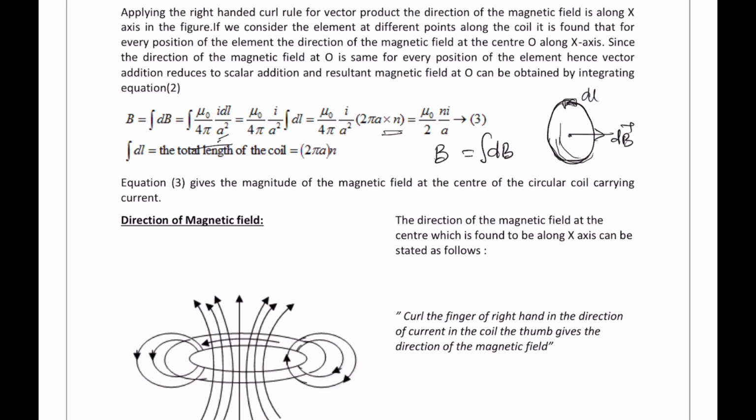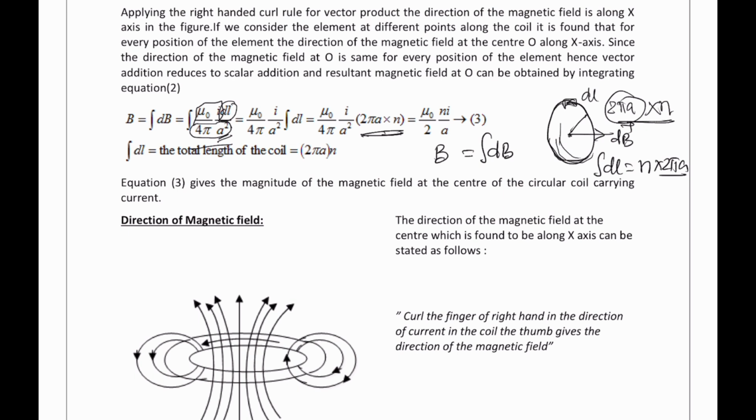Now here a is the radius, I is the current, mu0 by 4 pi is permeability and constant. All these things are constant, we cannot integrate them, we do not have anything, only the variable part is dl. So what is dl? dl is the total length of this element. For one turn the length is 2 pi into a. This is the perimeter of this circular turn, and we have n number of turns. This is the total length. So integration of dl means n into 2 pi a, correct? So we put this value here. It is mu0 by 2 ni by a.